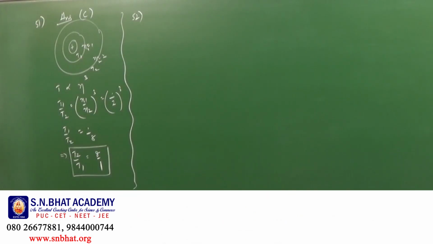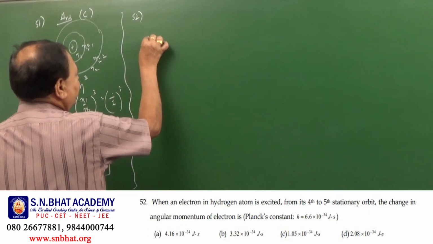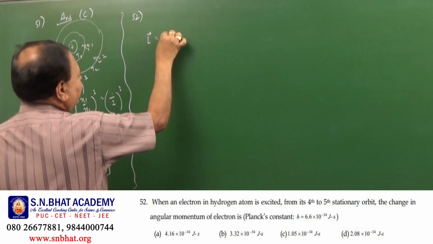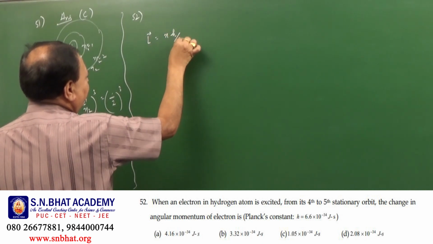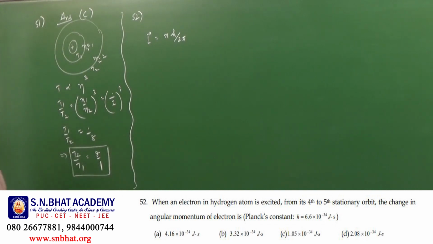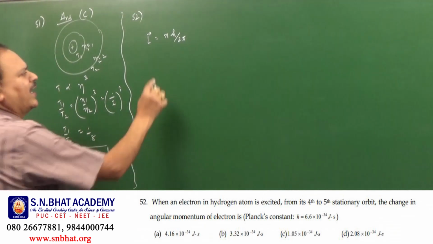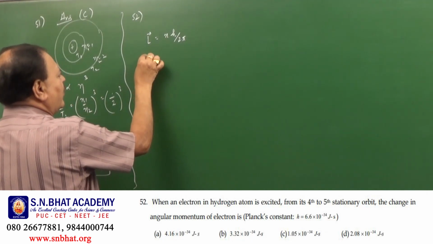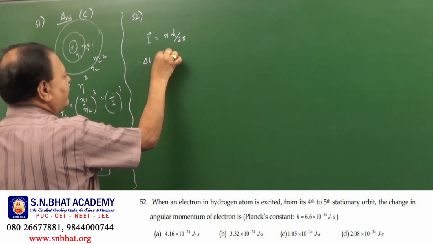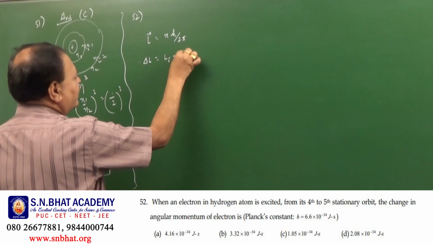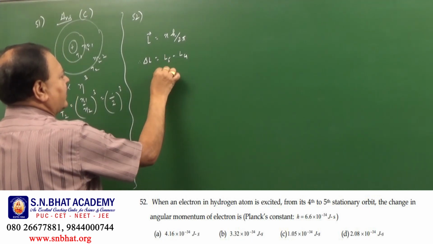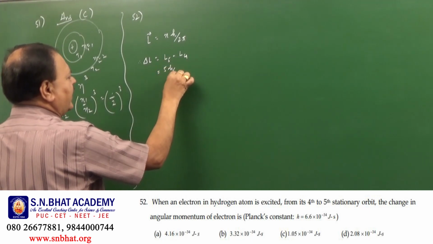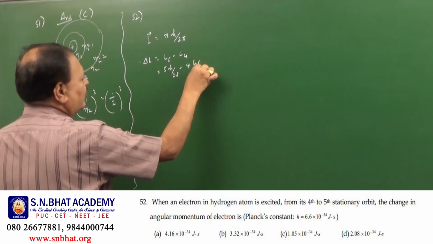You know the expression for angular momentum? Your angular momentum L is equal to n into h by 2 pi. He says he has shifted it from n equal to 4 to n equal to 5. Naturally, the angular momentum in the 5th is more, and the change in angular momentum is equal to L5 minus L4, which is nothing but 5 into h by 2 pi minus 4 into h by 2 pi.